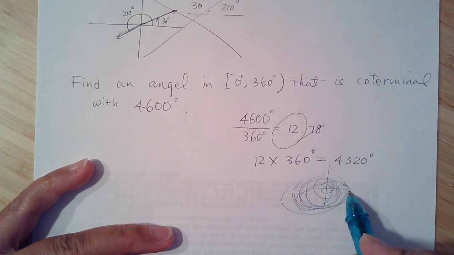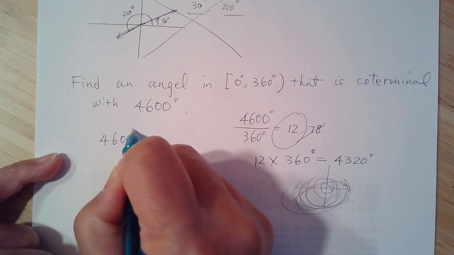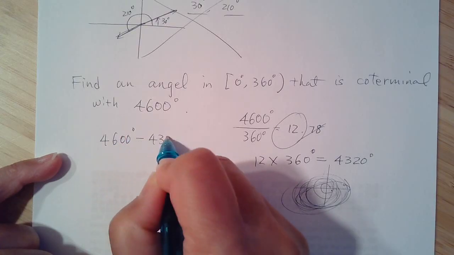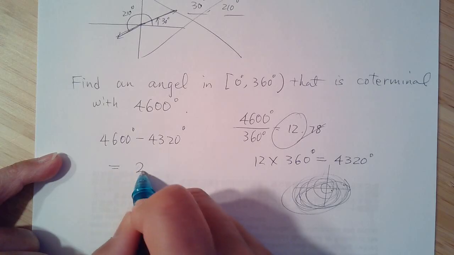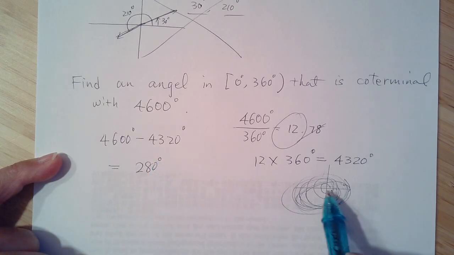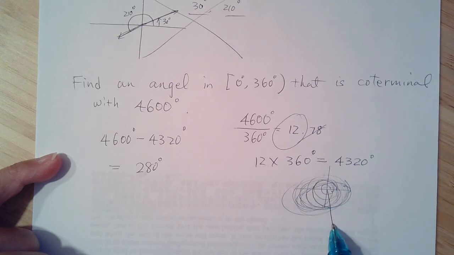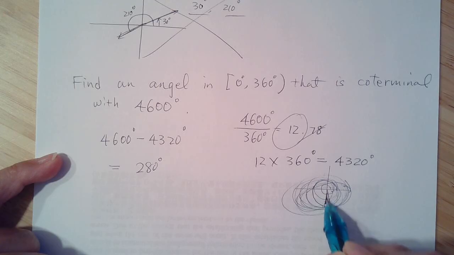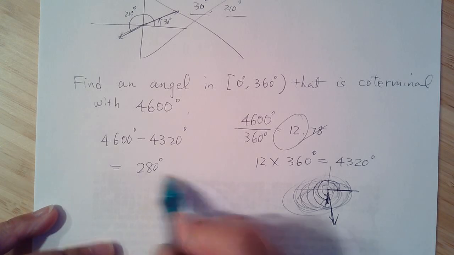So for this 4600, if I get rid of this 4320, because you just go around 12 times, then at the end, let's see what's the leftover. So 4600 degree minus 4320 degree, and the answer is 280 degree. 280 is this. 90, 180, 270, 280 is somewhere here. So it's like 10 degree more here. Okay, so that's co-terminal with 280 degree. That's your answer.